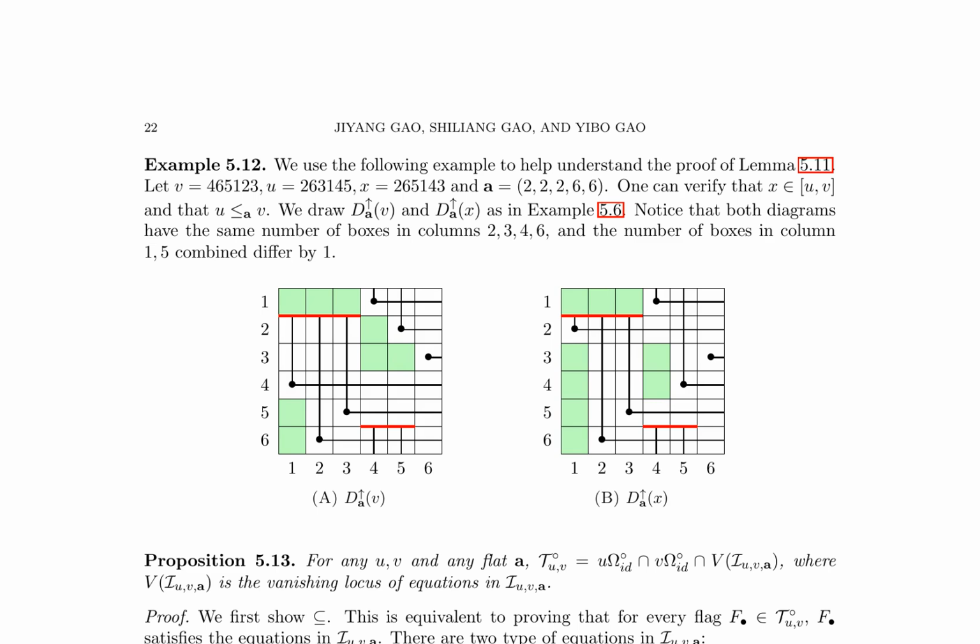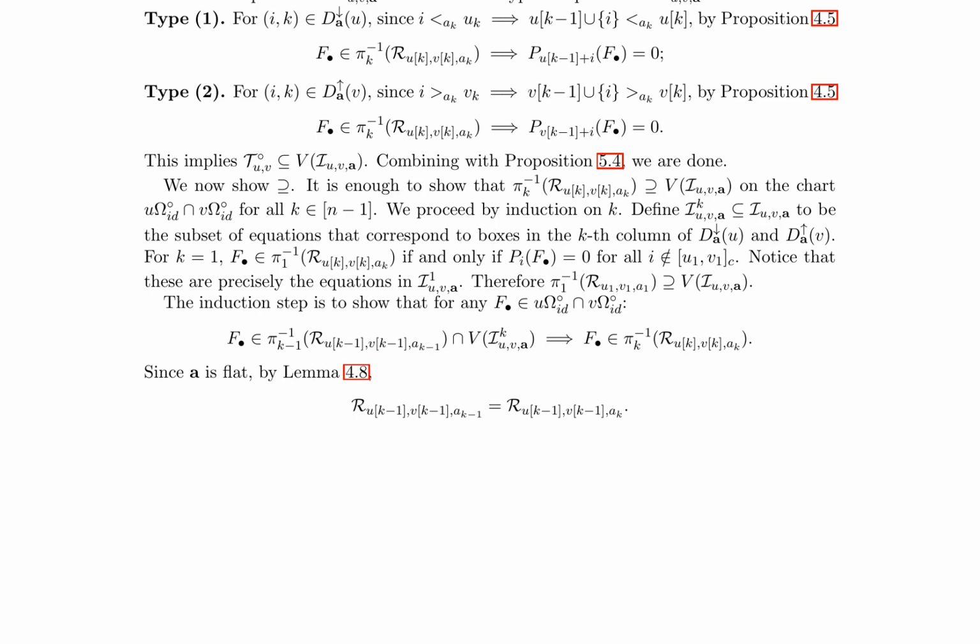hollow bullet U, V equals U ω hollow bullet I intersection V ω hollow bullet I intersection V, I(U, V, A). This involves two types of equations and the vanishing locus of equations in I(U, V, A). The proof of proposition 5.13 includes a demonstration of subset equal and superset equal, showing that T hollow bullet U, V is equal to the vanishing locus on the chart U ω hollow bullet id intersection V ω hollow bullet id.